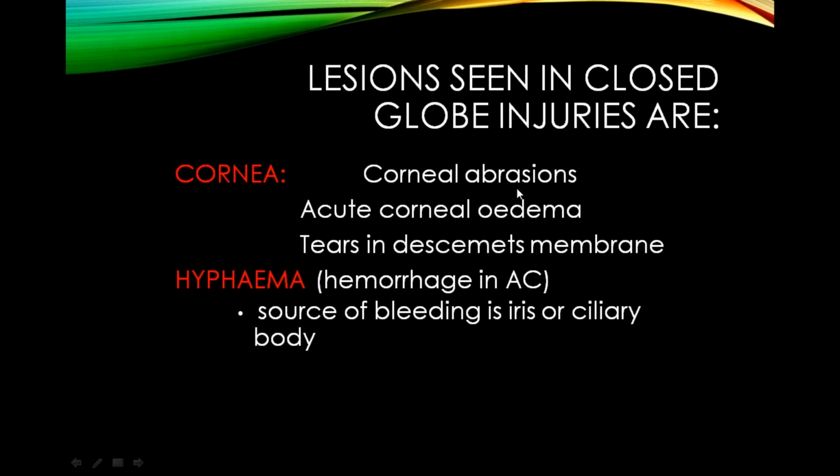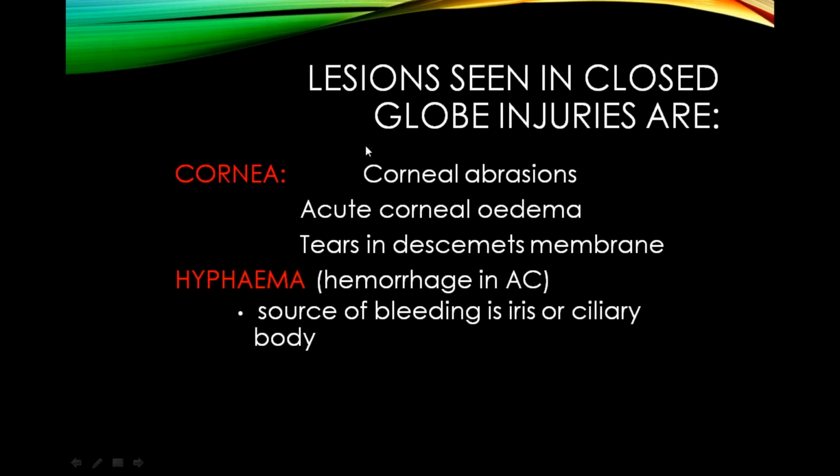Abrasions means it is just something like a scratch on the cornea. The epithelial layer is affected due to some injury. There is a defect in the epithelial layer of the cornea, and there can be some corneal edema, swelling of the cornea, or there can be tears in the Descemet's membrane. Basically, the various layers of the cornea are affected. If it is at the epithelial level, then you call it an abrasion.